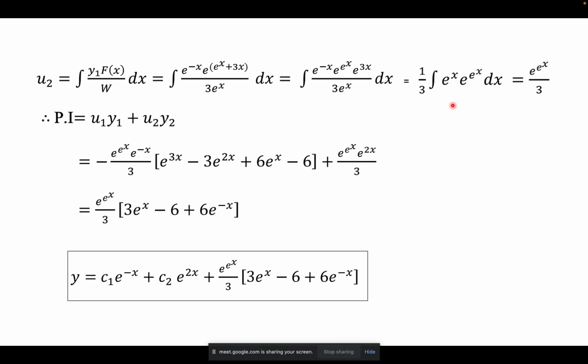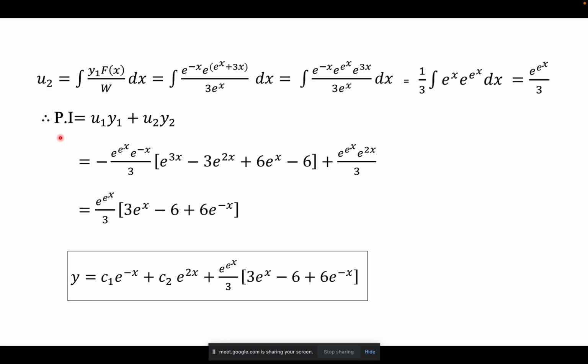Now it's very easy to solve. You again use the method of substitution. So basically you write e power x is equal to t, and then e power x dx is equal to dt, and from there you can easily solve this integral. So the value of this integral will be e power x upon 3, right? So now you have both the values of u1 and u2.